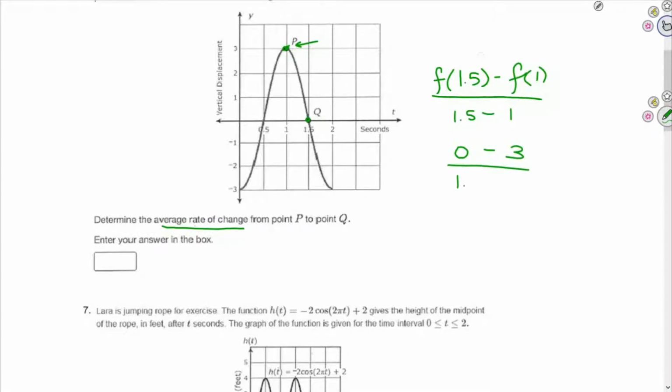Divided by 1.5 minus 1 is 0.5. 0 minus 3 is negative 3, divided by 0.5, and you get negative 6. As far as units, I'm not sure if they're asking for units here, but it'd be negative 6 in the context, centimeters per second. So in that interval, the average rate of change, the average speed for that spring in that interval would be negative 6 centimeters per second.